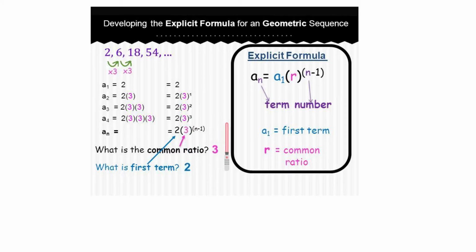This is very similar to the exponential growth models that we've been working on. So a sub n is the term number, so for the 20th term you would put 20, a sub 20. a1 is the first term in the sequence, and r is the common ratio.